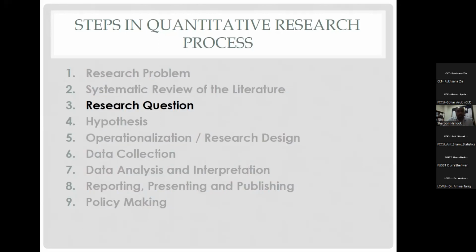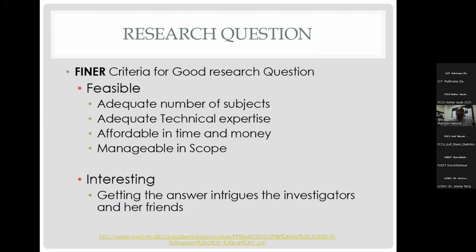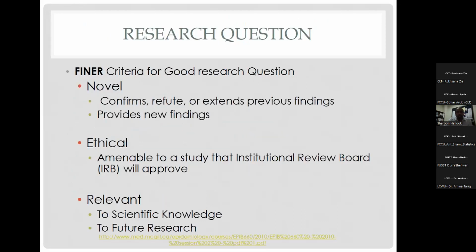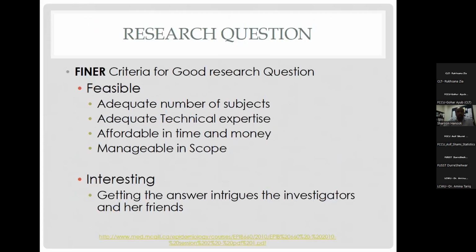So the first thing I want to talk about is the research problem. And once you have the research problem, the second thing you want to focus on is the research question. In the research question, I often talk about a tool called FINER criteria. This is something that helps us formulate a good research question. F stands for feasible, I stands for interesting, N for novel, E for ethical, and R is about relevant. So, when you are planning your research question, please make sure it's feasible.